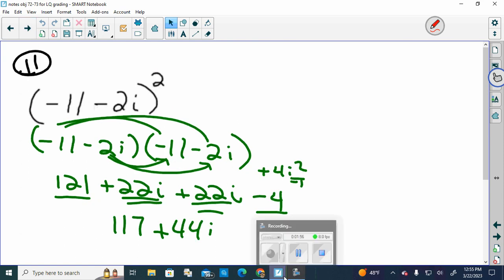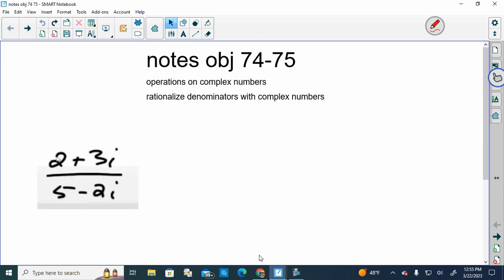Okay, so on to today's notes. Objective 74, 75. You're going to write (2 plus 3i) over (5 minus 2i). A couple of sections ago, we had radicals, the square root, and we said that it's not proper to have radicals in the denominator. So we multiply the top and the bottom by the radical to get rid of it, right? But there was something different that we did when we had binomials that had radicals. Flip the sign. Flip the sign.